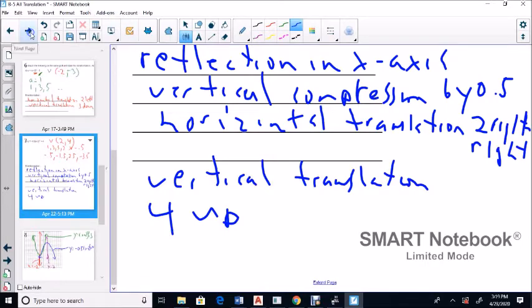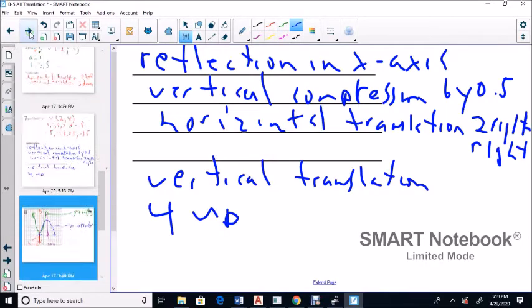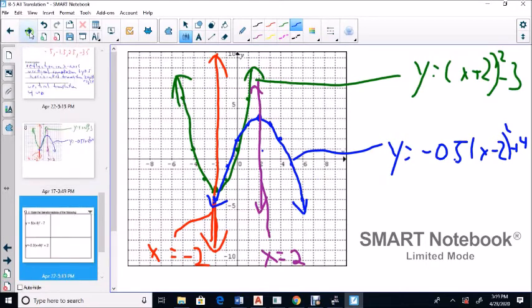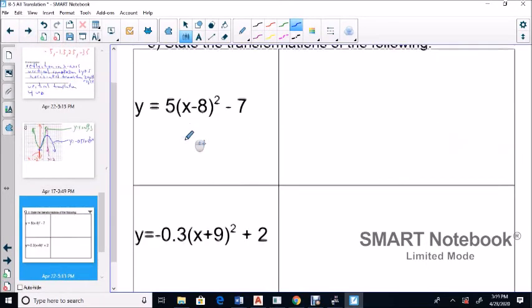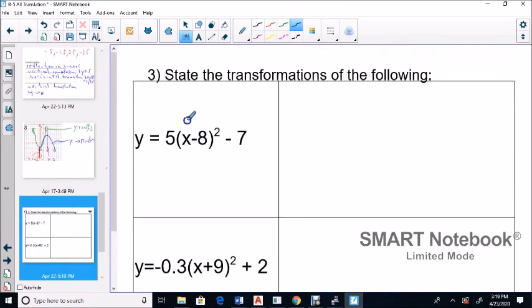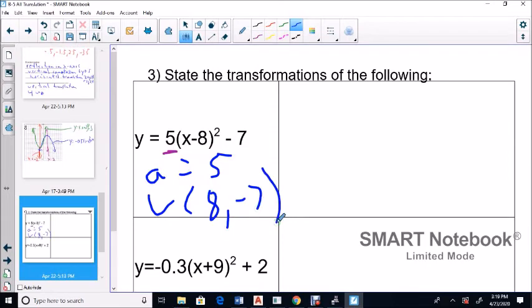Okay, let's go on to the next part here. So we've got our graph, our axis of symmetry. Now we're going to state the transformations here. Okay, so we're going to start off with the 5. So that's our step pattern. So a equals 5. This helps me out when I do this. And vertex is 8, negative 7. So I like to put a is 5 so I can write the transformations in 8, negative 7. The 8 tells me it goes 8 to the right. The negative 7 tells me it goes down by 7.